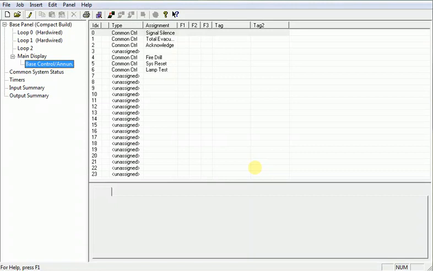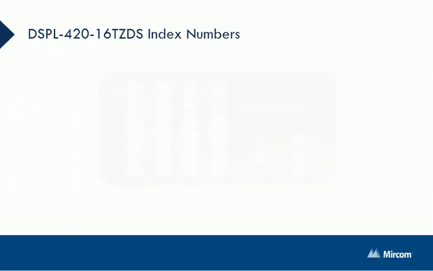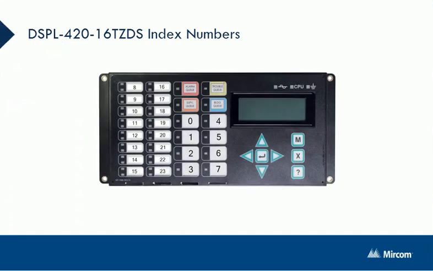Please note, if you have previously added any correlations to any of the switches or LEDs, you'll want to review them to make sure that any correlations have not been changed or deleted. If they have been changed or deleted, simply recorrelate them as needed. You can see here the DSPL 42016 TZDS with the index numbers listed for each of the switch and LED locations.